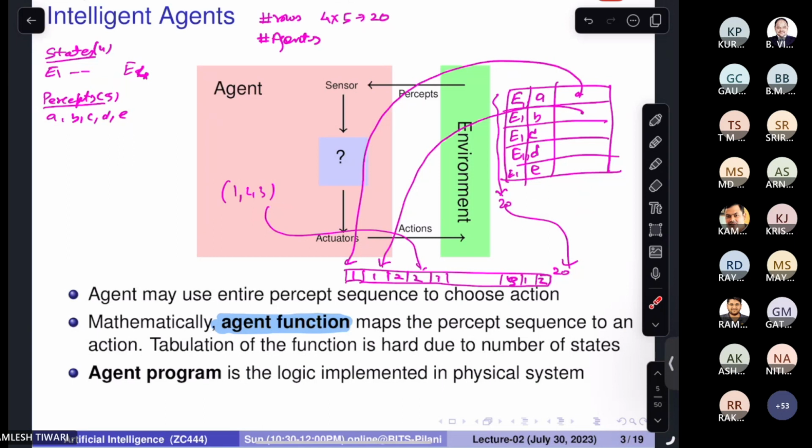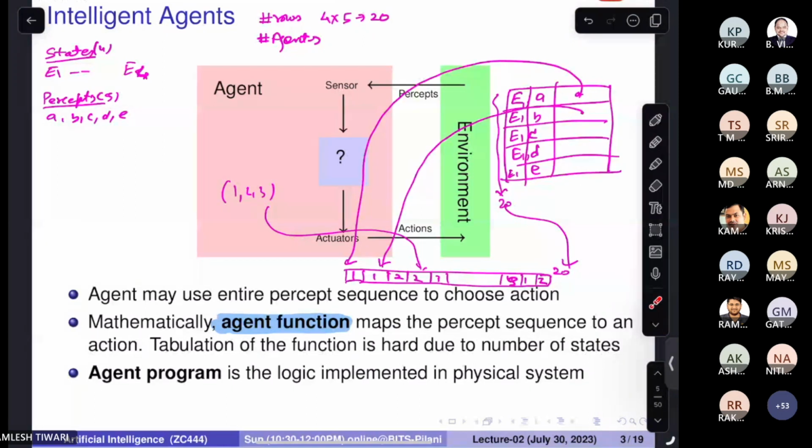If I have this table, then because the system would not be beyond these particular states, you would not get any different kind of percepts. So in all the states, for all the percepts, it is going to take some actions. So my agent is going to work. Yes or no? Yes, sir. So this agent is going to work.